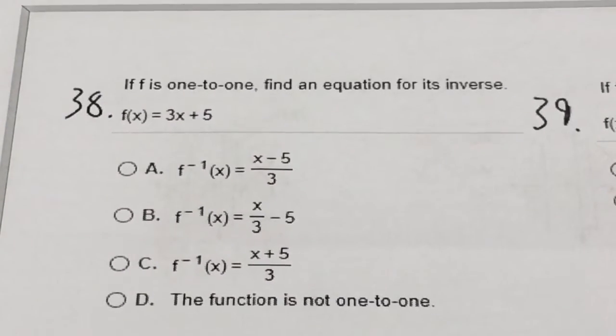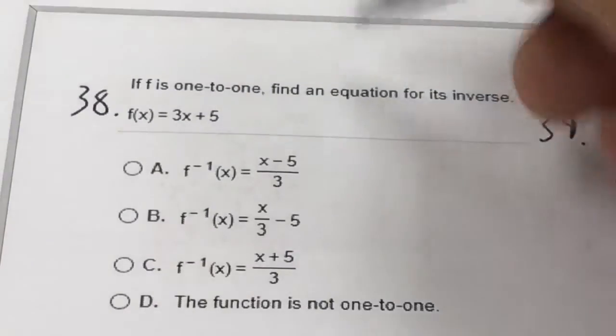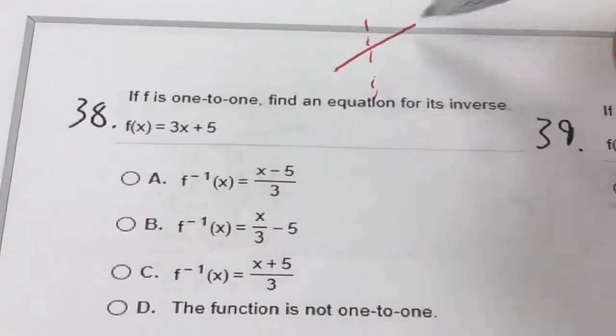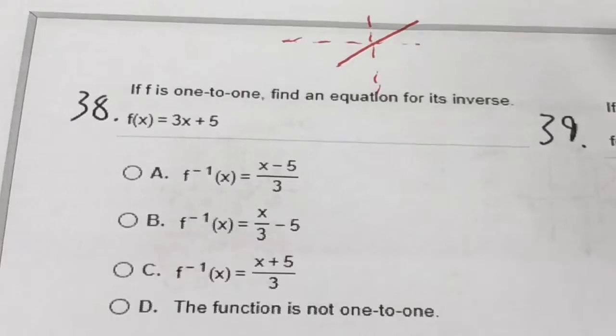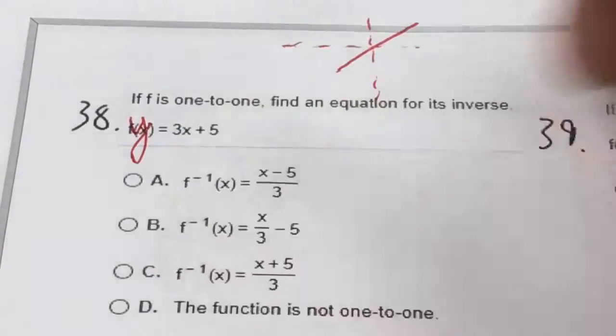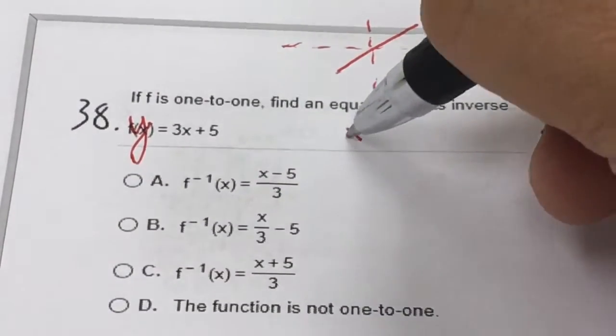If it's 1-to-1, find the inverse. Notice it's to the first power. It's a line. A line is a 1-to-1 function. It passes the vertical line test, and it passes the horizontal line test everywhere. So because it's 1-to-1, I'm going to find the inverse. Now let's look at this. This is actually y equals 3x plus 5. To find the inverse, we're going to flip-flop the x and the y.